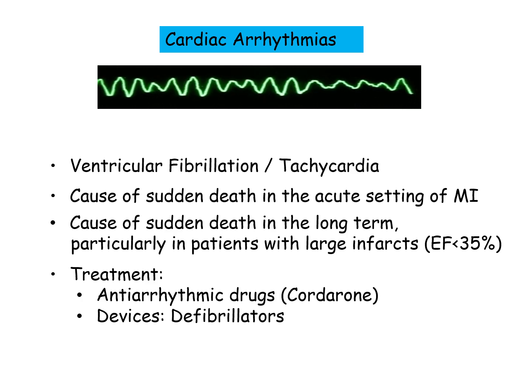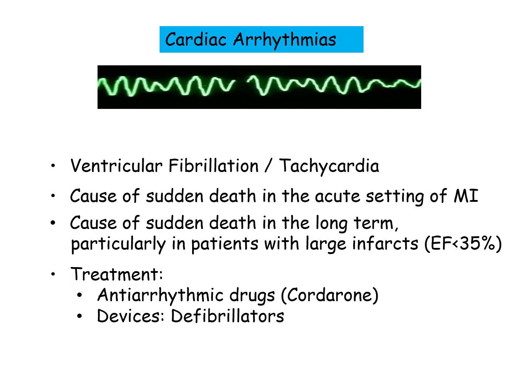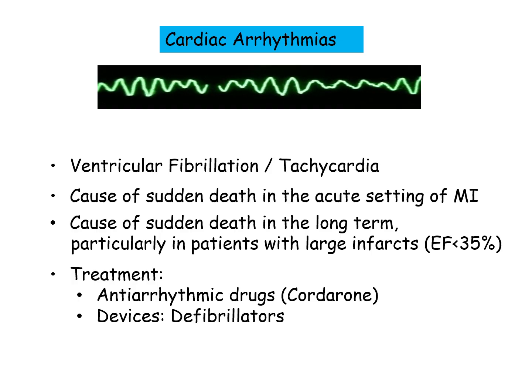Other than mechanical complications, patients with acute myocardial infarction might also develop cardiac arrhythmias, such as ventricular fibrillation or ventricular tachycardia. These are the cause of sudden death in the acute setting of myocardial infarction. They also might cause sudden death in the long term, particularly in patients who have large infarcts with an ejection fraction less than 35%. These are usually treated with antiarrhythmic medications such as Cordarone or with devices such as defibrillators.